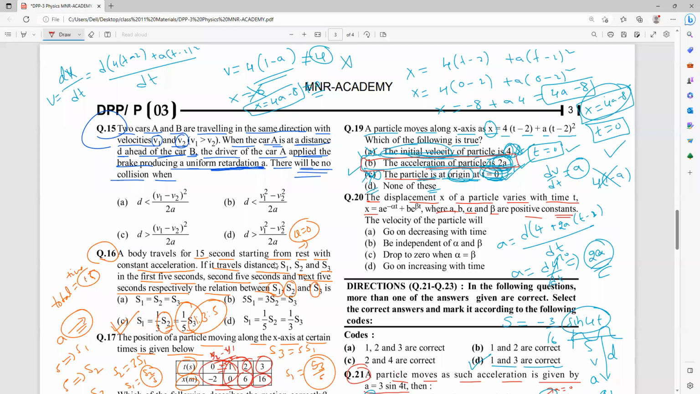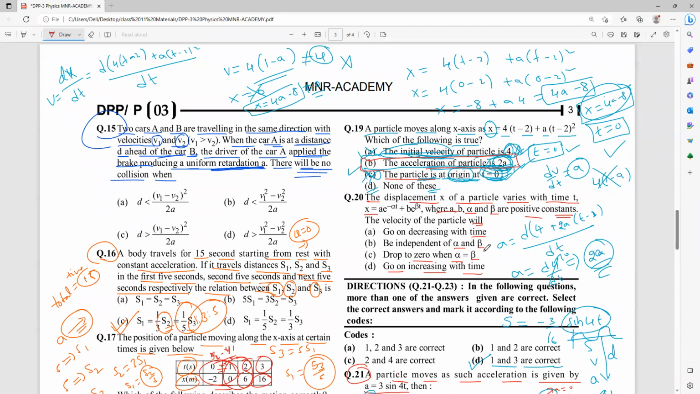Now the velocity of the particle will either go on decreasing with the time, or be independent of alpha and beta, or drop to 0 when alpha is equal to beta, or go on increasing with the time. So that is what we have to verify. Let us check it, everybody. We can start making it.